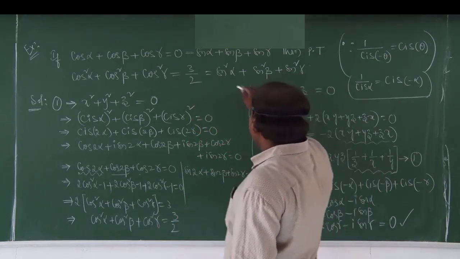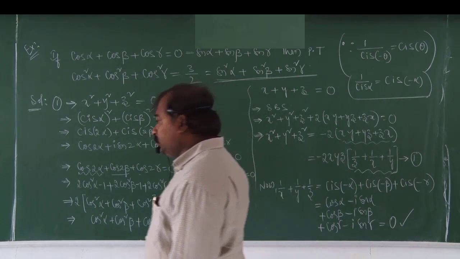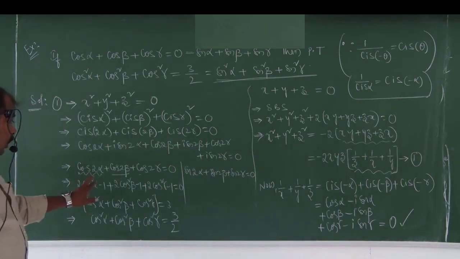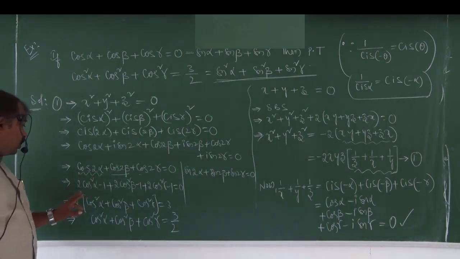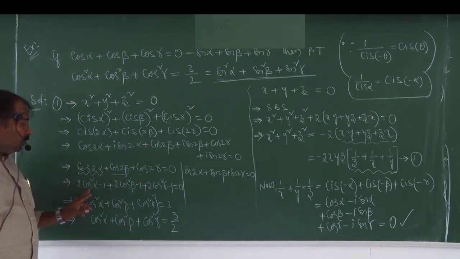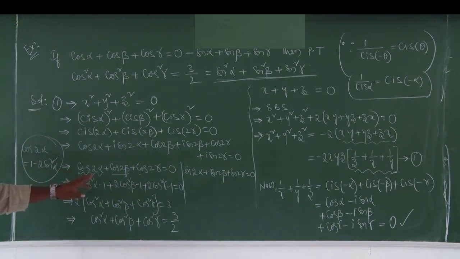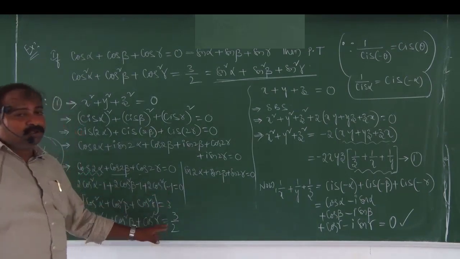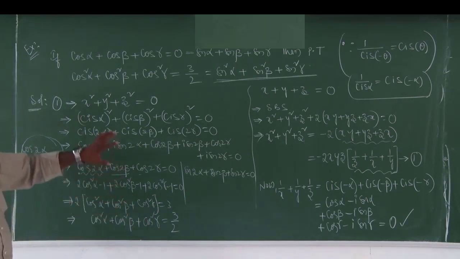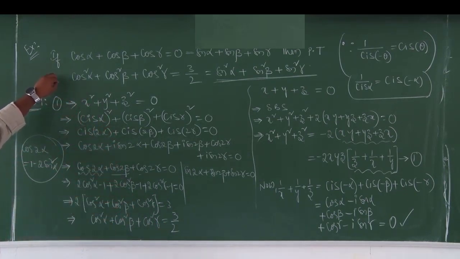Next, this value also we have to find. How can you derive it? Simple: here we used the formula of cos 2 alpha in terms of cos. Now if you apply the formula in terms of sin, cos 2 alpha equals 1 minus 2 sin square alpha. If you use this formula and simplify, then again you will get the value 3 by 2. But try it yourself. So this is also an application of De Moivre's theorem. Okay, thank you.